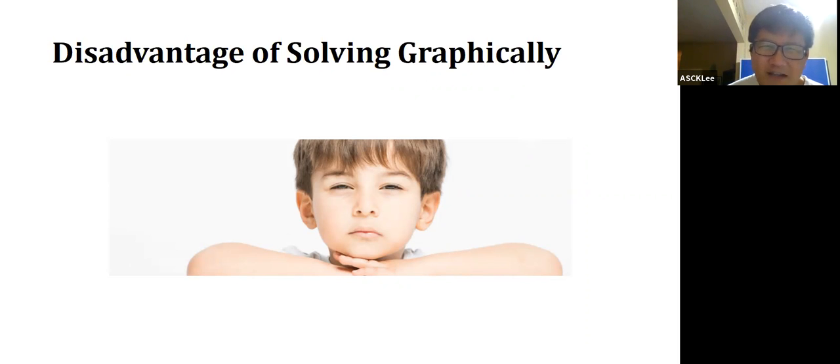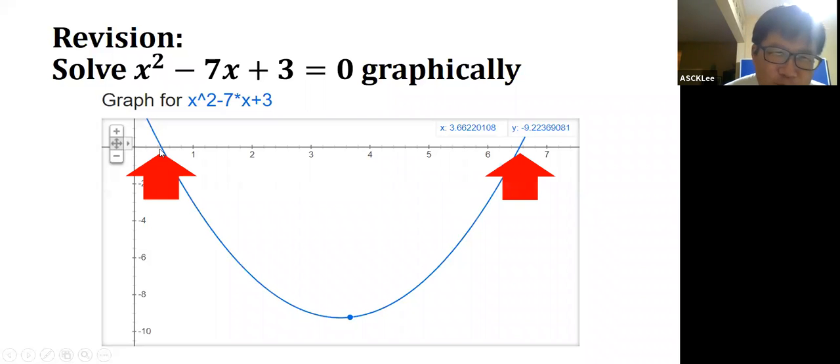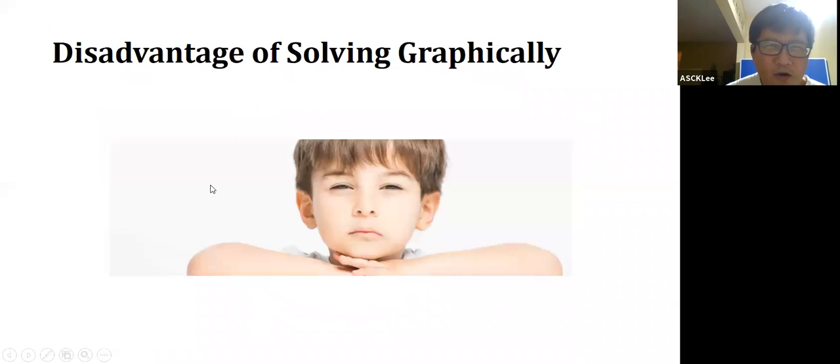And this little boy, this cute boy here, is squinting his eyes because he's trying to make out exactly where the graph cuts the x-axis. It's not easy to make this out. You can enlarge the graph, of course, but there is still an element of approximation here. So solving graphically works all the time, but the problem is that you have to really squint your eyes. The graph drawing has to be good and accurate, and you are never going to get the exact answer.